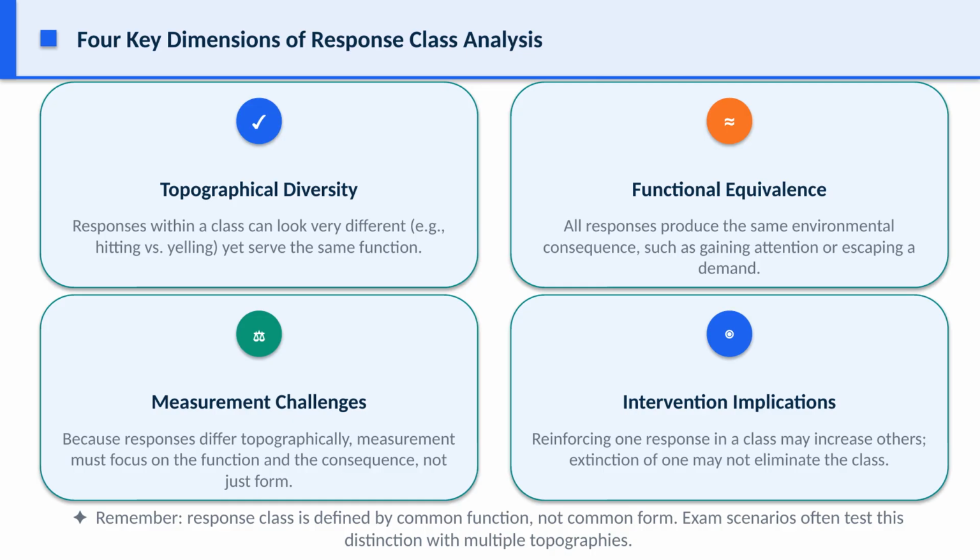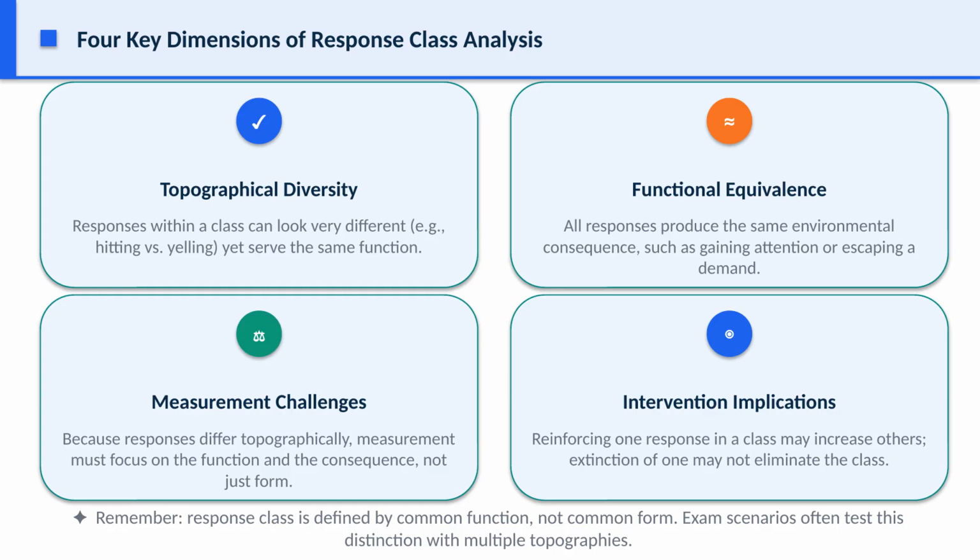When analyzing a response class, the BCBA exam expects you to understand that behaviors grouped together share a common function despite looking completely different. This is topographical diversity. For example, a child might hit, scream, or run away, yet all 3 responses could serve the same purpose of escaping a task. That functional equivalence is the core. Each response produces the same environmental consequence, like gaining attention or avoiding a demand.